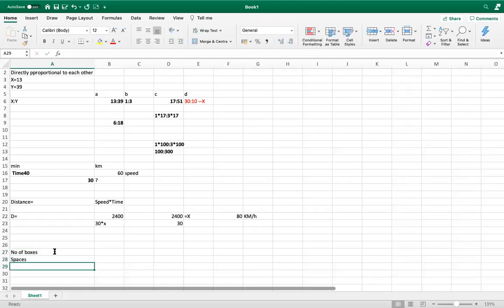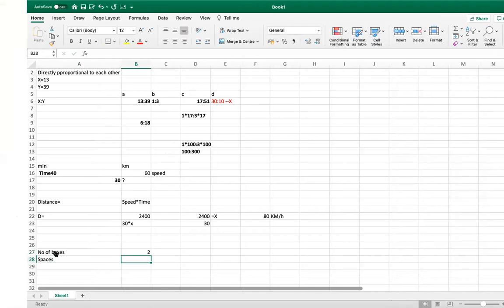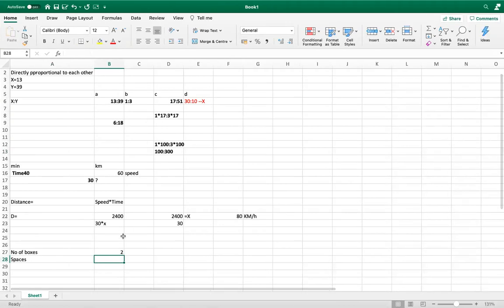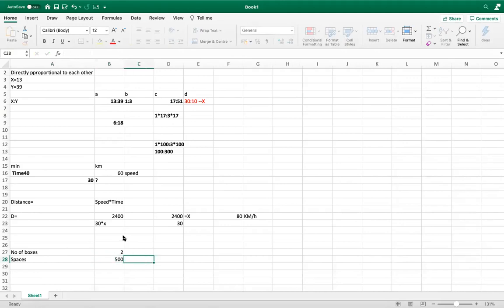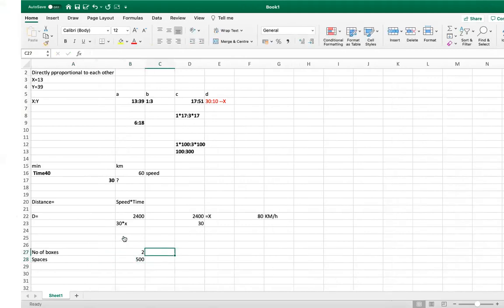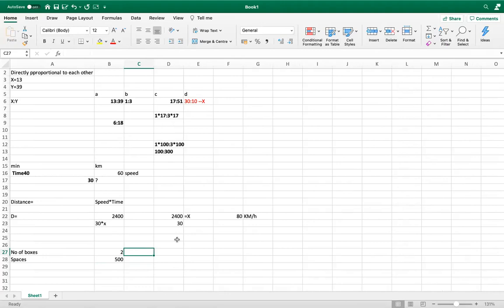Number of boxes, space. ठीक है? 2. And then 500 cubic centimeters. And then 200 and x. What do we do? Simple cross multiplication, correct?